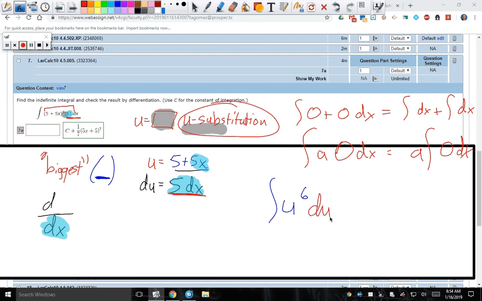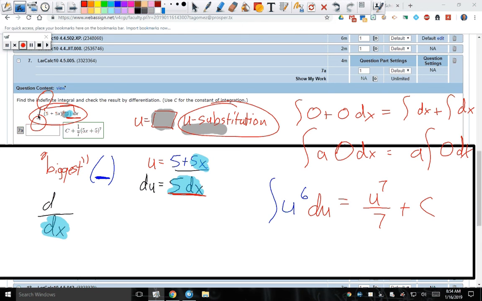Look at this. This is a lot easier to integrate now because it's just the reverse power rule. You changed a product into one little piece that you can reverse power rule and be done. So let's finish this off. What's the antiderivative of u to the 6 with respect to u? U to the 7 over 7 plus what? C. It's indefinite still. There are no limits of integration, so it's going to be plus C.